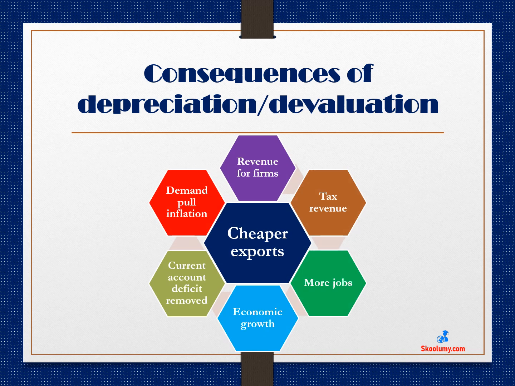Depreciation or devaluation of the currency makes exports cheaper. Depreciation is a fall in the value of a currency as a result of demand or supply. Devaluation occurs when the government reduces the value of a currency. Both of them have the same effects. A fall in the value of a currency makes a country's exports cheaper to foreigners.